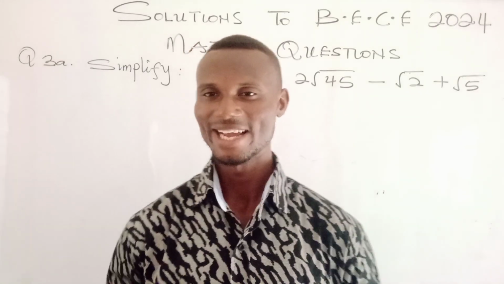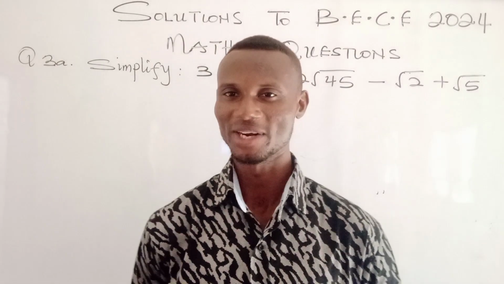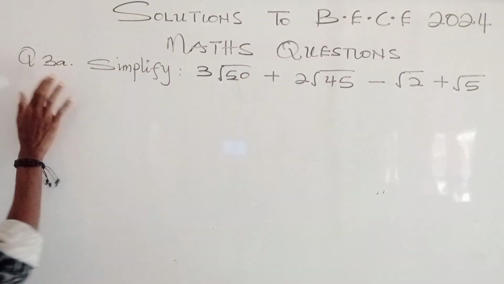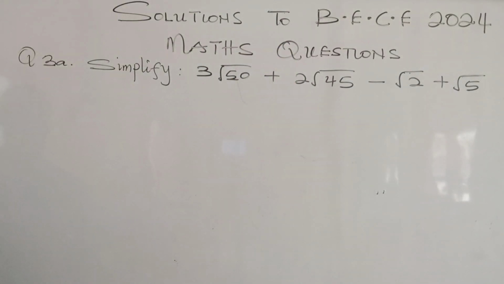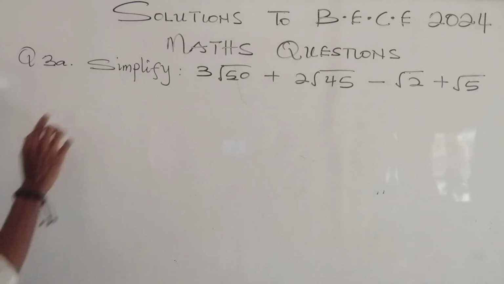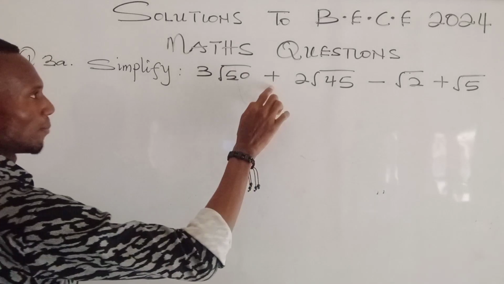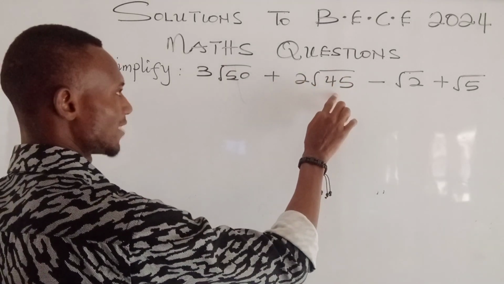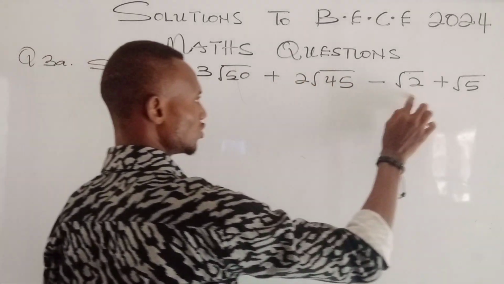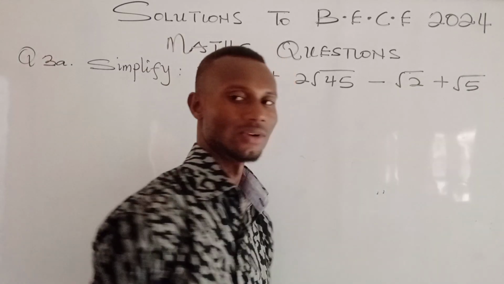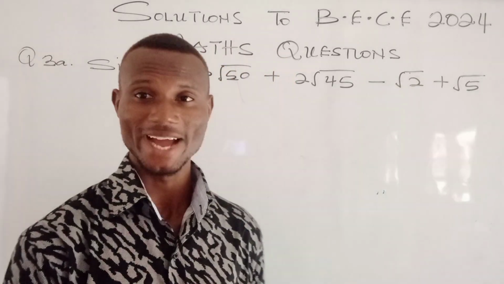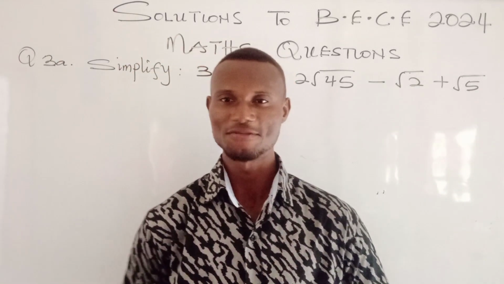Let's go ahead and tackle the question that I have on the board. Question 3A, which is the B.E.C.E 2024. It says that we should simplify 3 root 50 plus 2 root 45 minus root 2 plus root 5. So we have to simplify the surd expression that we have on the board.